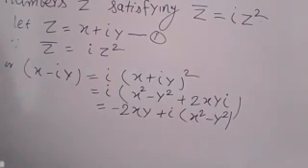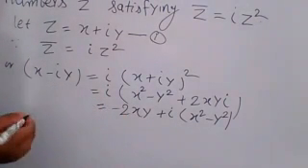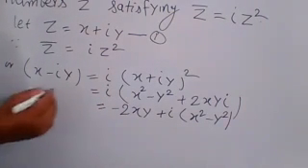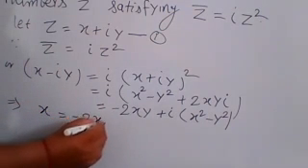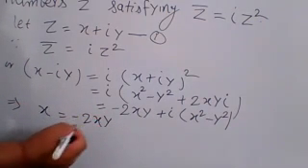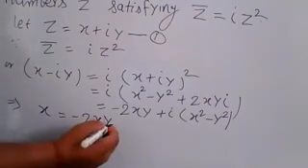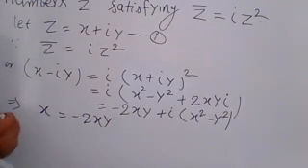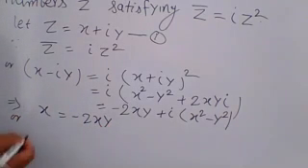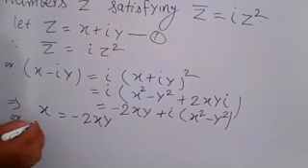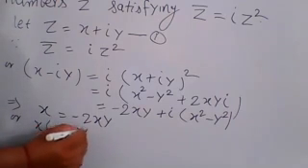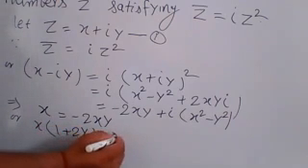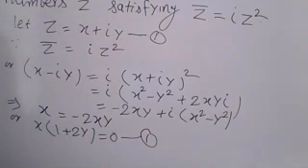With the help of that, you are able to find the values of x, y. If you are comparing here, you have x is equal to minus 2xy. That is your first equation. Or you can write it in simplest form: taking x common, you have x(1 + 2y) is equal to 0. So that is your first relation.